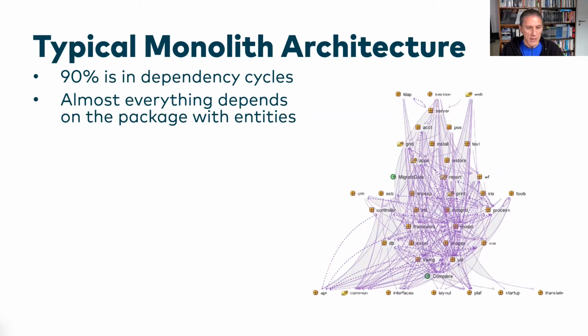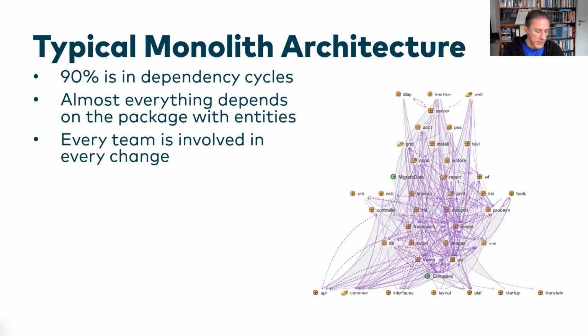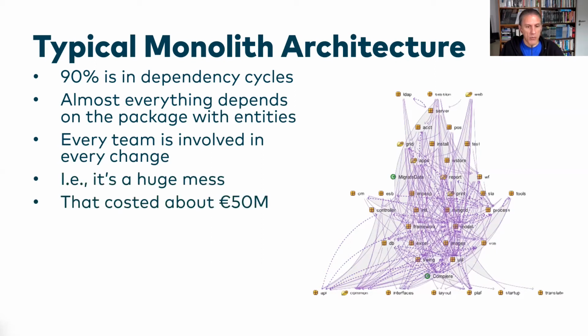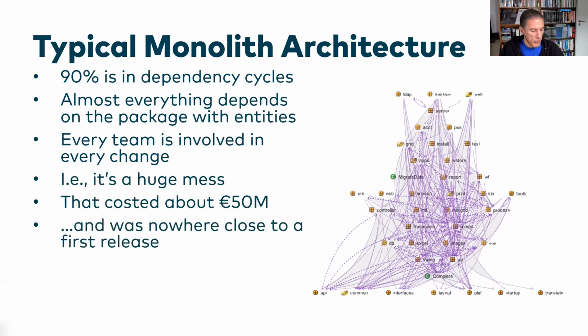some business objects. And in that project, there were meetings where the teams had to coordinate, and they had to say whether they were influenced by specific changes. And it turned out that every team was involved in every change. So basically, everything that you ever did with that system needed to be done by everyone. So it's basically a huge mess. And it was an expensive, huge mess. And it was something that by the time that I visited the project wasn't even close to a first release.